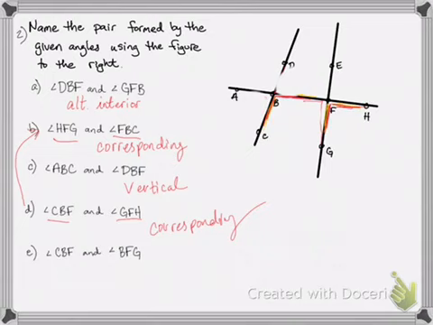All right, and last one here, CBF and BFG. CBF. So CBF, again, this guy. And GFB. GFB would be this angle. So we'll call this one angle 1, this one angle 2. What kind of angles are they? Well, they're both interior, and they're on the same side of the transversal, so let's call those same side interiors. Interior. I don't know how to spell interior, I guess.